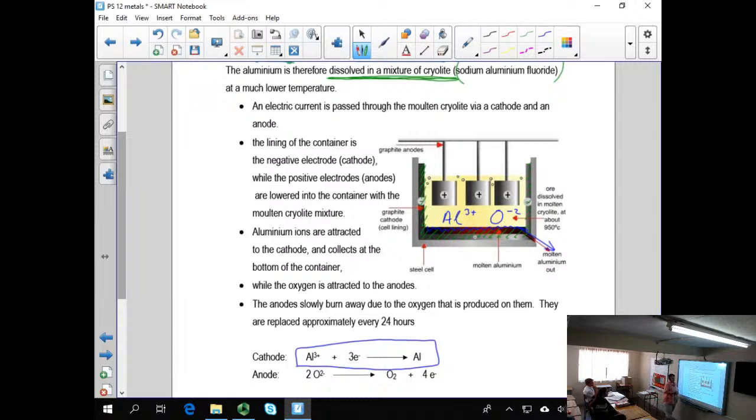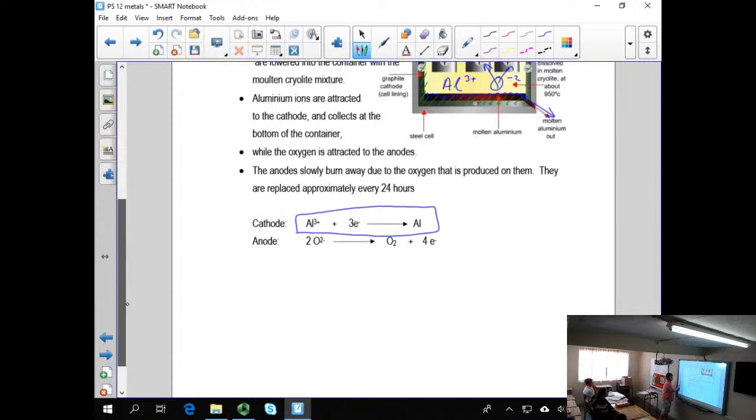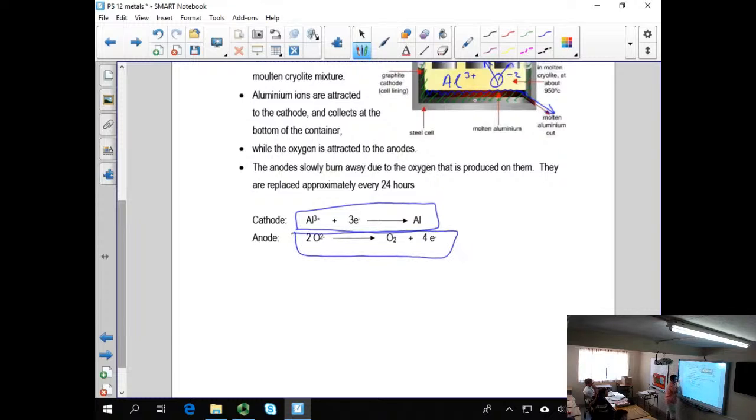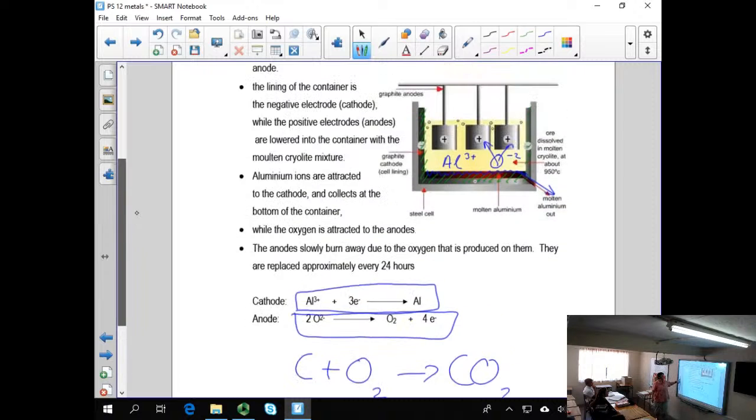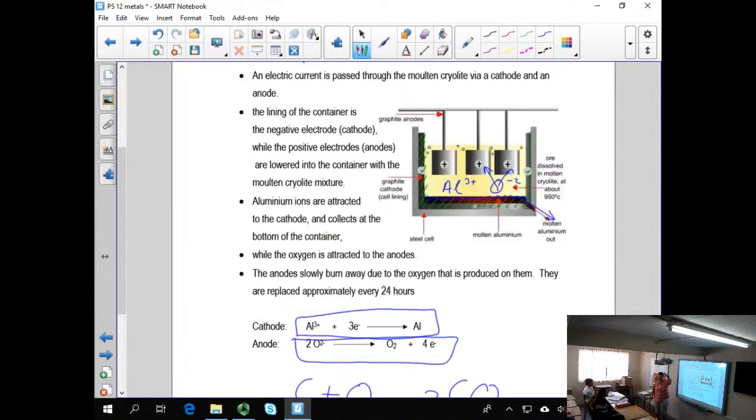One of the things that happens also is that the oxygen is going to be attracted to the positive electrodes. Now, this is at a very high temperature. What will carbon do if the temperature is high enough and there is oxygen? It's going to react. So at the anode, the formed oxygen is going to react with the electrodes and they are going to burn away, forming carbon dioxide. But that's not a problem, because once they are burnt away after a certain period of time, they will simply replace them. We can see that on one of the videos that I have that we will have a look at.